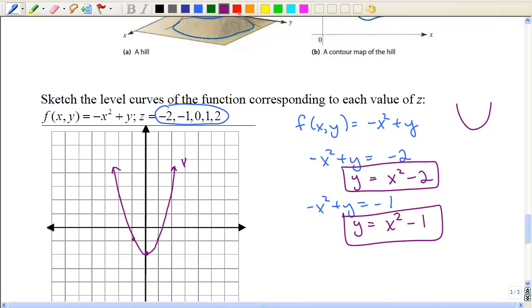So this would be when k equals negative 2. All right, then at negative 1, if you have 0, you're going to get this one. And then if you have 1, it's going to be shifted up. And hopefully you're getting the idea. All right, that's all it is. It's easier if you can solve for y, because that's what we're used to graphing in terms of.